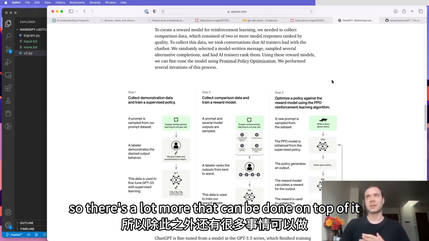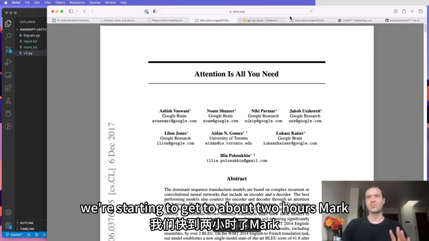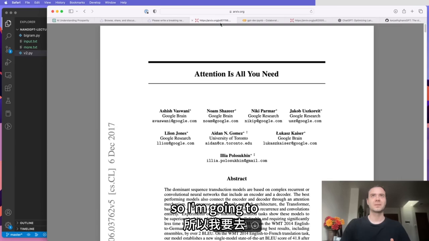So there's a lot more that can be done on top of it. I think for now we're getting to about the 2 hour mark, so I'm going to finish here.